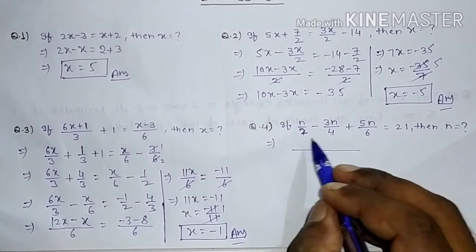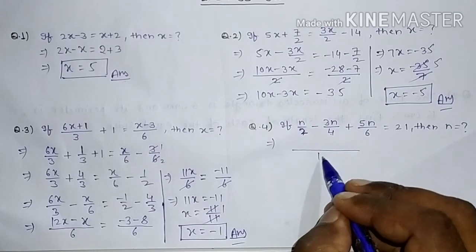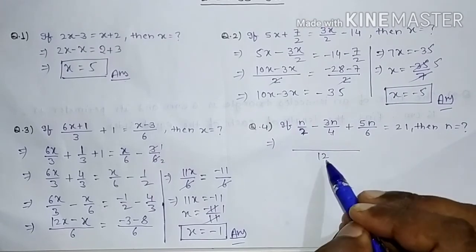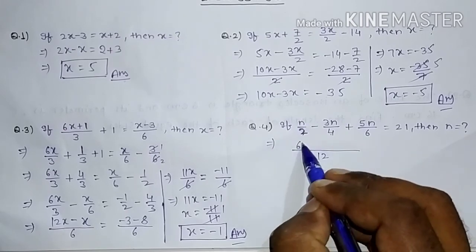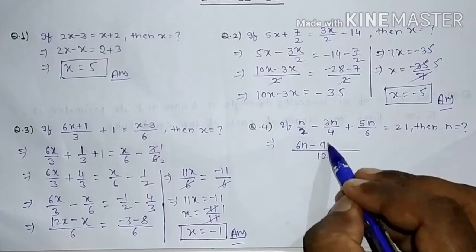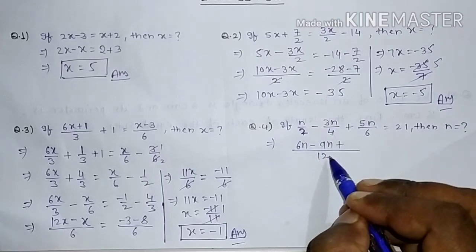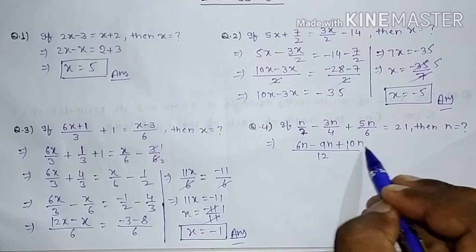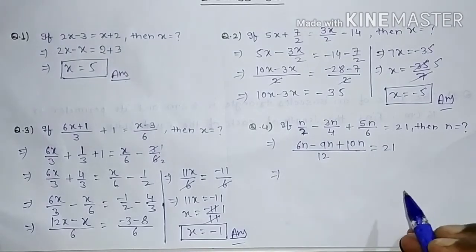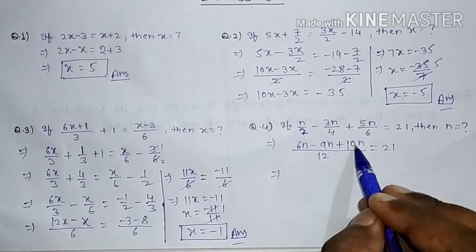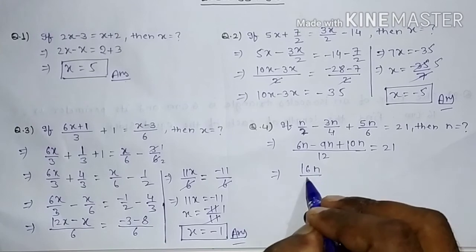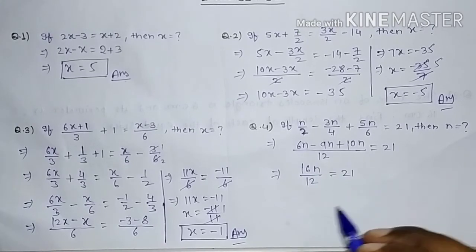So the LCM of 2, 4 and 6 is 12. Now 2 sixes are 12, so 6n, minus 4 threes are 12, 3 threes are 9n, plus 6 twos are 12, 2 fives are 10n, equals 21. Simply, 6n plus 10n, that is 16n, divided by 12 equals 21.